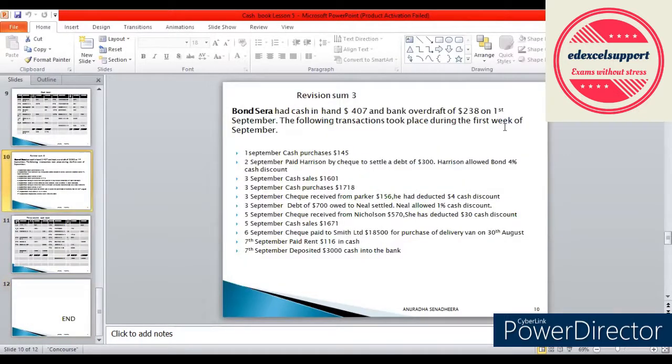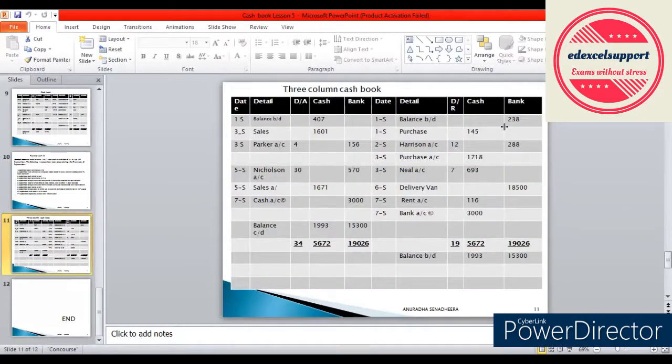The next one is 2nd September. Paid Harrison by check to settle debt of 300, and Harrison allowed 4% cash discount. So we are paying here to our trade payable. So he has given us a discount. So 300 into 4%, we get 12. So 12 is a discount, and from 300 you deduct that 12, then you get 288. 288 is the amount that you have to pay to Harrison. So then we go to the next one.